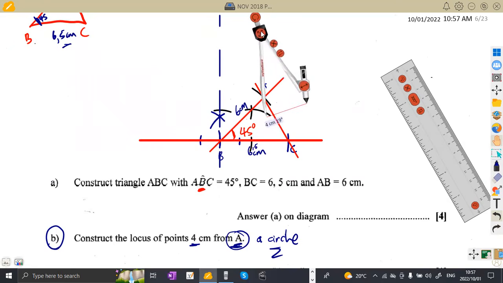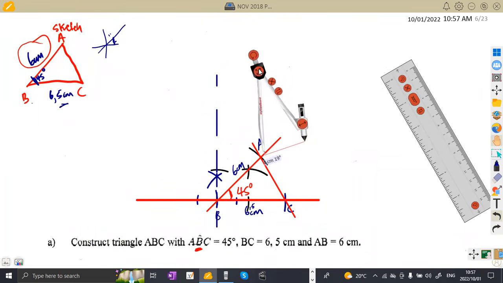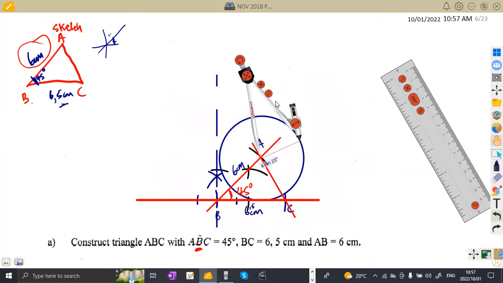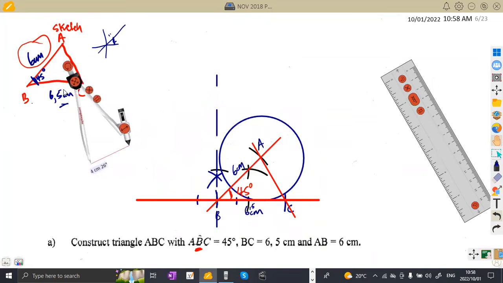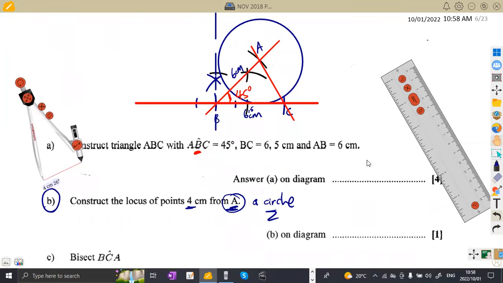All right, so that's my 4 centimeters here. I'm going to be at point A. So let us just put this down a little bit. Okay, so this is at A here. I'm going to construct 4 centimeters from A. All right, so I'm at A, I've got 4 centimeters. Now I can construct something like this. So that is 4 centimeters from A. All right, let's see the other part of the question now.